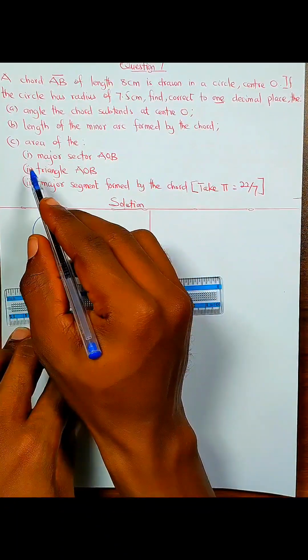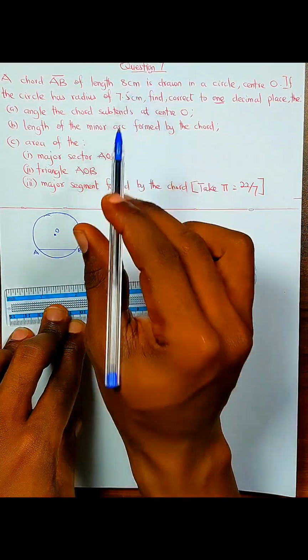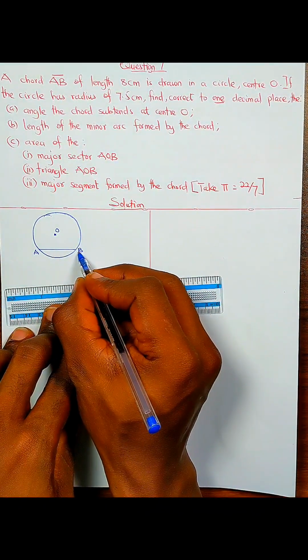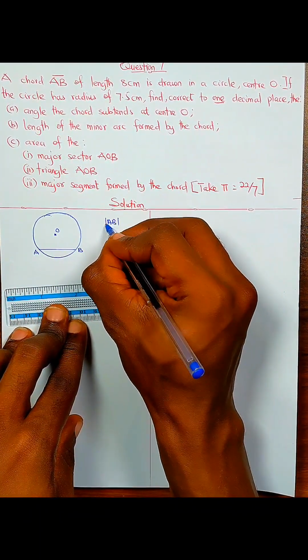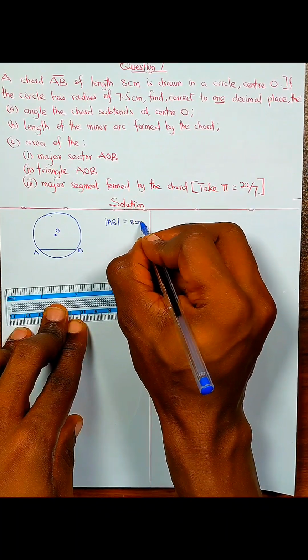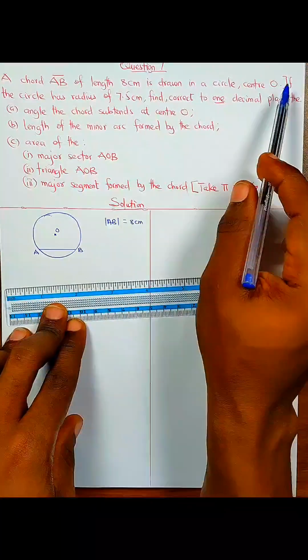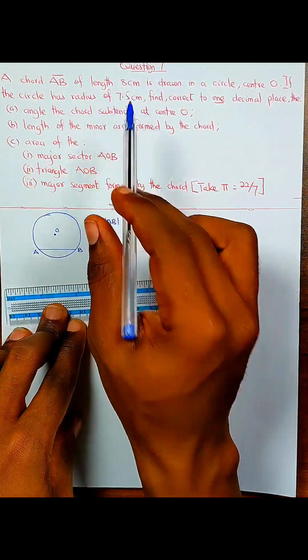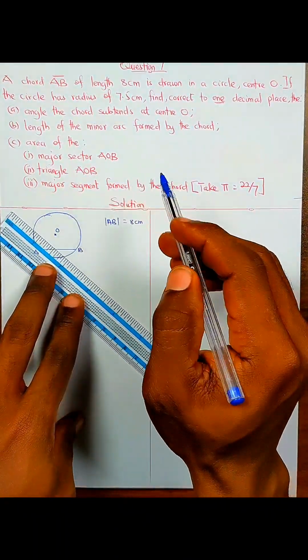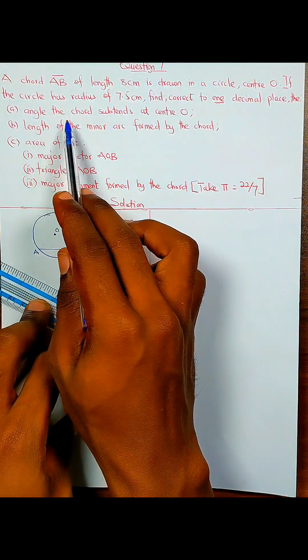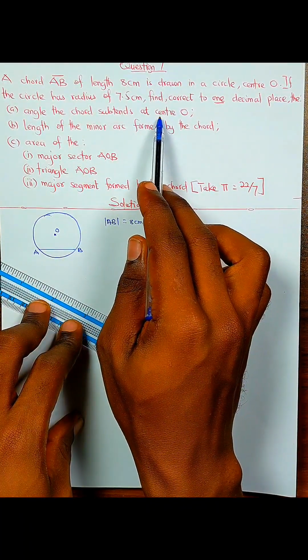And it says the chord is of length 8 centimeters. So AB length is 8 centimeters. We have that in mind. It says that if the circle has a radius of 7.5 centimeters, we can find, correct to one decimal place, the angle the chord subtends at center O.